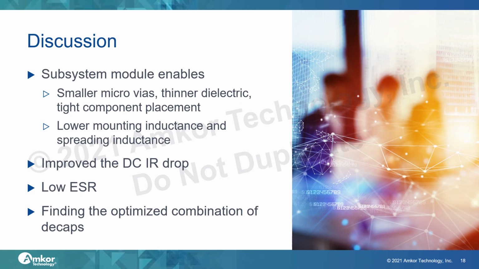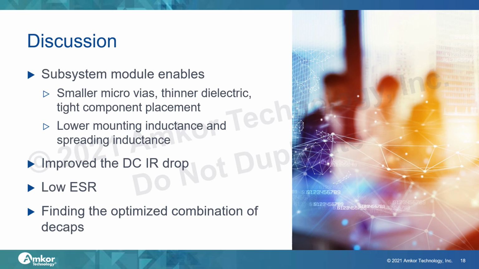The subsystem module is a package assembly level design which has more microvias, a thinner dielectric, and tight component placement capability for the chips. As a result, the subsystem module can achieve low mounting inductance, which is related to the surface trace length, capacitor body size, and via path for the power and ground. It also was designed to have a lower spreading inductance than the DSCP model.